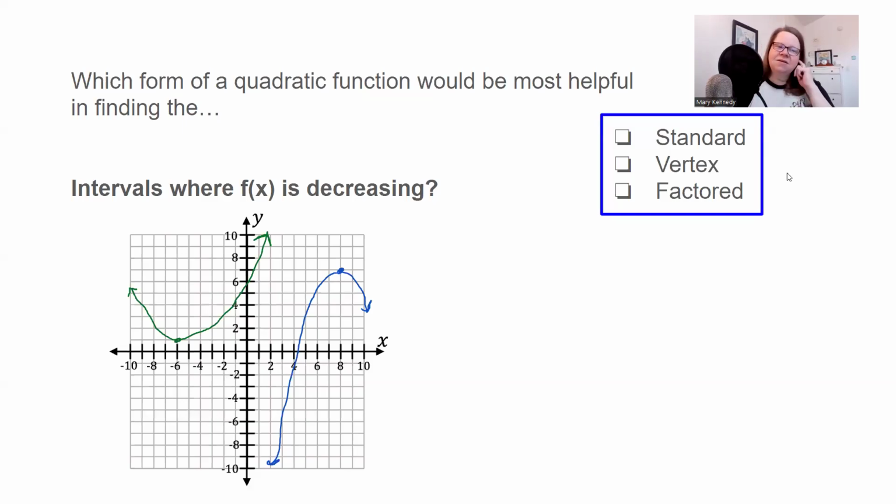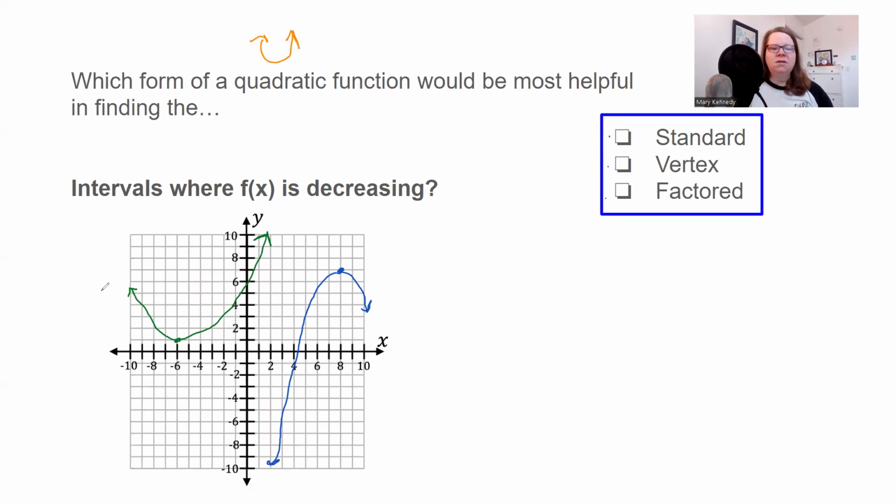All right, so let's look at this time when we have to figure out what are the intervals where f of x is decreasing, and we have been given options of an equation in standard form or vertex form or factored form. And so think about, these are just two different little quadratics, right? Quadratic just means it's going to have that parabola, that little U-shaped graph. And so when is it decreasing?